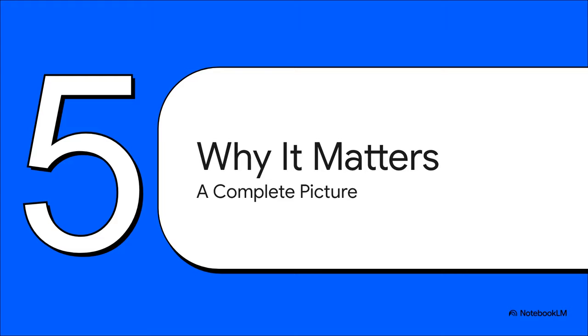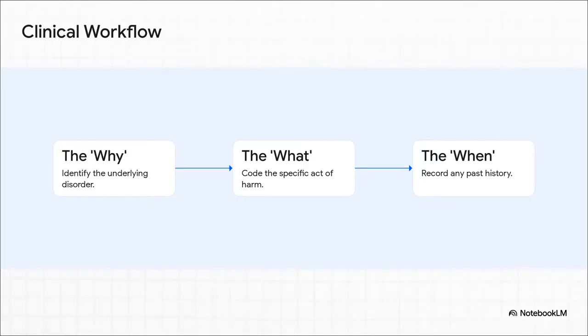So, let's tie this all together. We've got the why, the what, and even the when. So why does this dual coding approach matter so much? Why is it so powerful from a clinical standpoint? Because it creates this incredibly clear three-part workflow. First, a clinician identifies the primary disorder, that's the why. Then, they code the specific event that happened, that's the what. And finally, they note any relevant past history, that's the when. And when you put those three things together, you build this uniquely complete clinical profile.